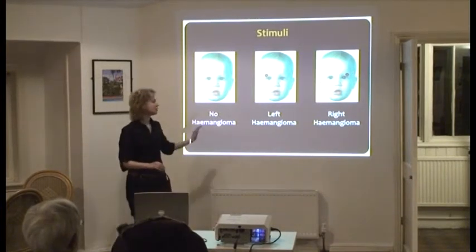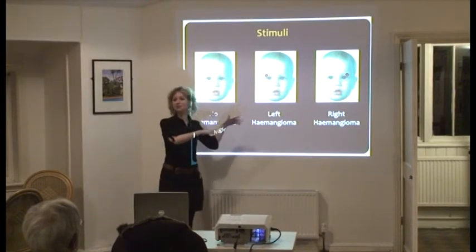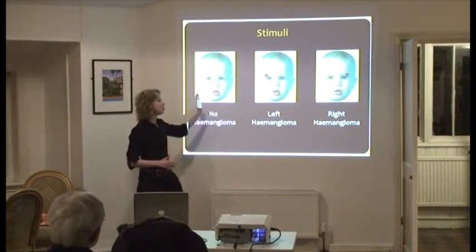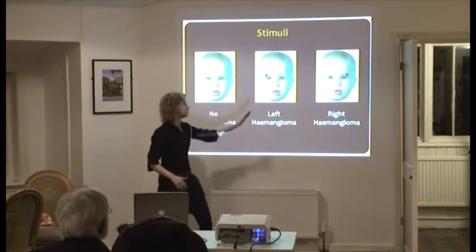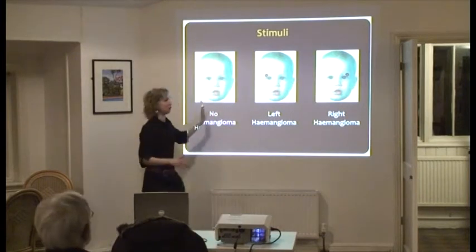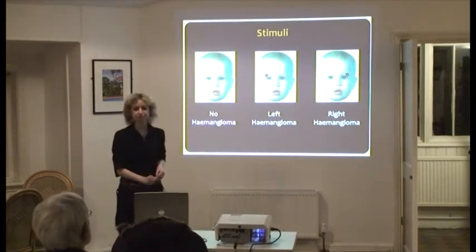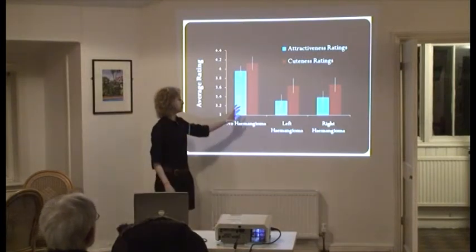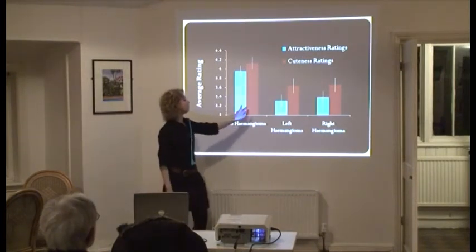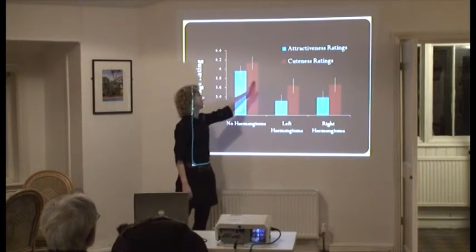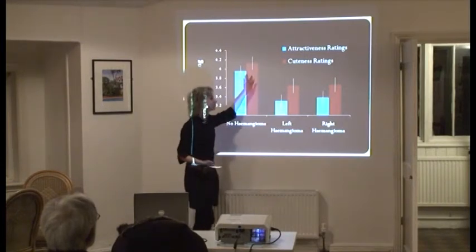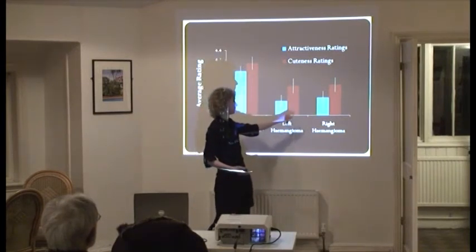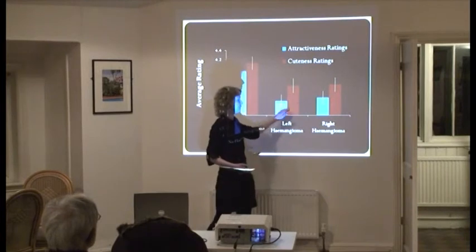Now, you might think, obviously, if they see all the different ones, they're going to get wise to what's going on. So each participant only saw one version of each infant. They might have seen this one or that one, but not all three. And what I found was that the infants with no hemangioma obviously got the highest attractiveness and cuteness ratings, as you would expect. However, I was expecting there to be more of a disruption if it was on the left-hand side compared to the right.